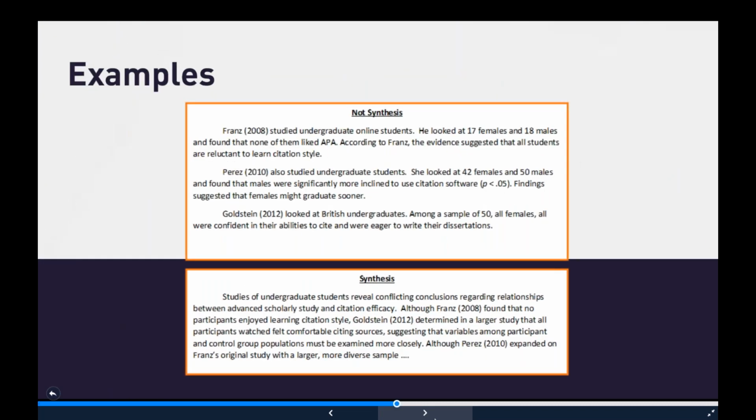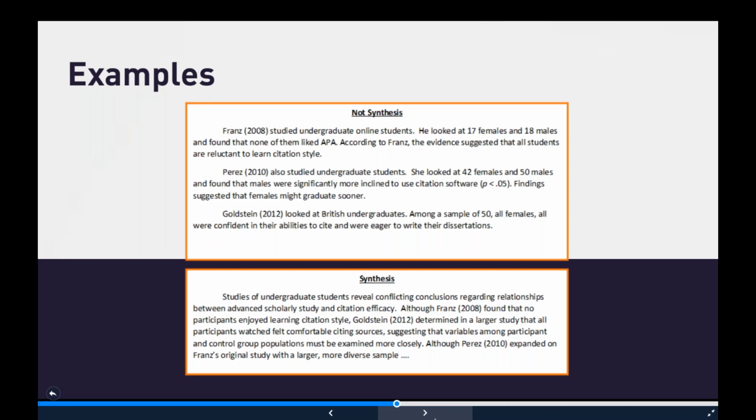So here are 2 examples then based on our understanding of synthesis. As you can see, the first example is not synthesis. These paragraphs only have 1 citation per paragraph. I haven't put these sources into conversation with each other. My reader doesn't know what I want them to understand about these sources. However, in the second paragraph, I provided a topic sentence.